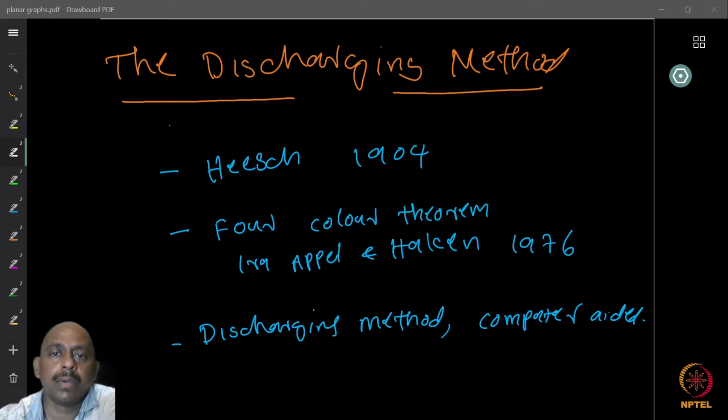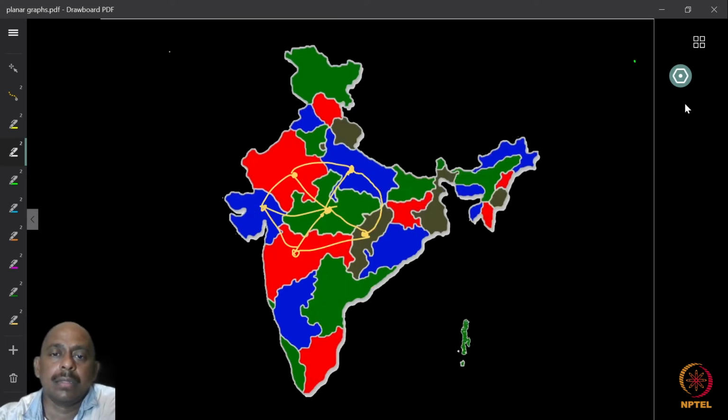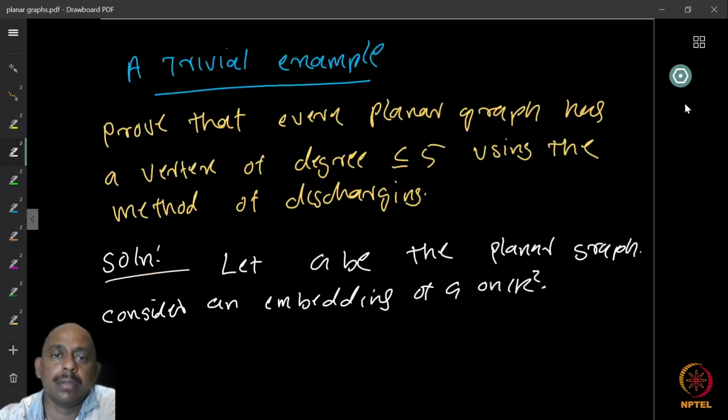So let us now look at the discharging method. We start with a very small, trivial example. In fact, to prove this, you don't really need any discharging method. We can directly prove it from some of the simple results that we have studied. But we want to use it to just start an idea of discharging. So we want to prove the following.